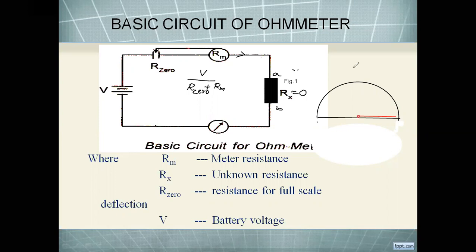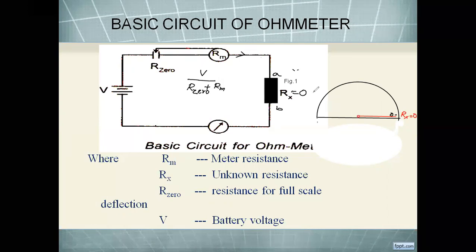So for such conditions, here we have Rx equals 0. Let us just point it as Rx equals 0. That means when you calibrate the meter, what value should this be? This should be 0 value. Let me mark it in black. So this should be 0 value.